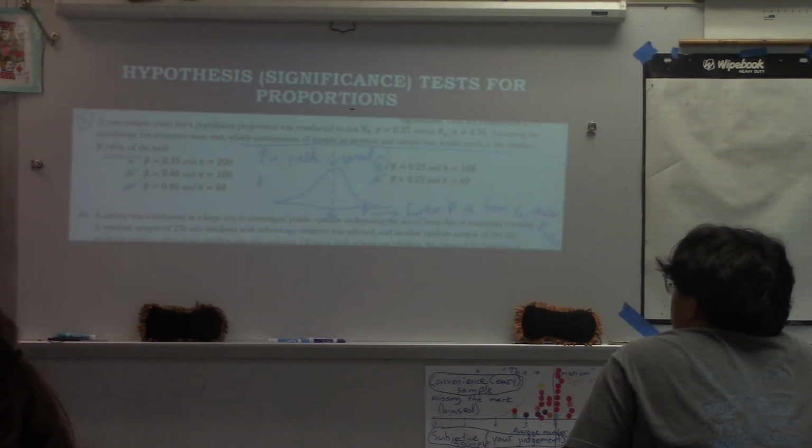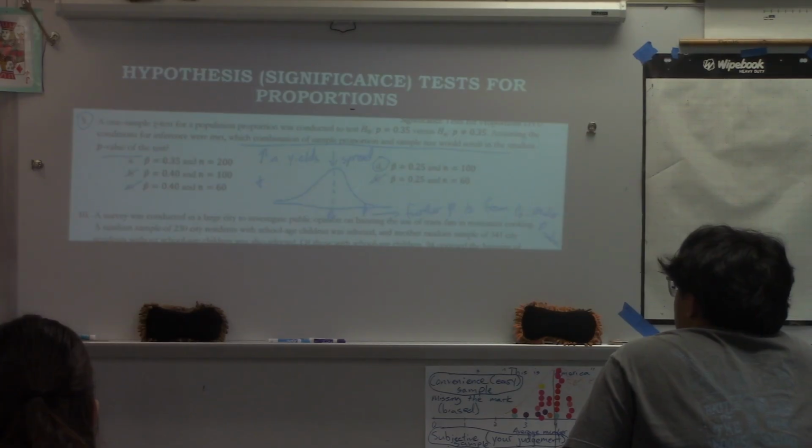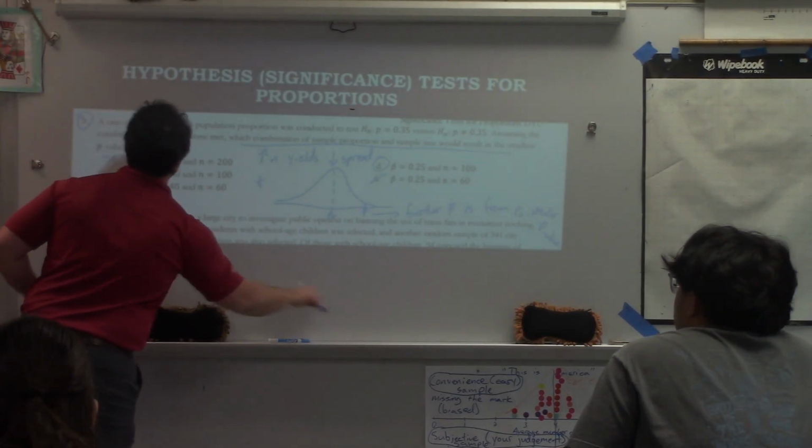All right. So this number 9 right here, a one sample z-test for a population proportion was conducted. Assuming the conditions for inference were met, which combination of sample proportion and sample size would result in the smallest p-value of the test? So first things first, I think we need to recognize that the higher the sample size yields a smaller what? Smaller spread, right? So in general, we want a high sample size, right? Sound fair? Okay.